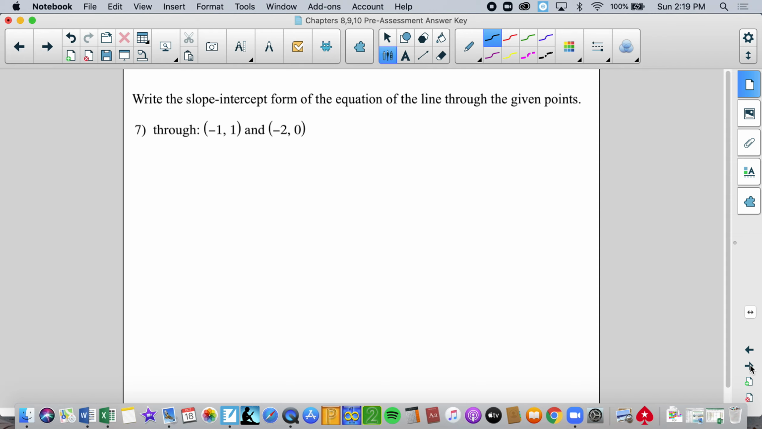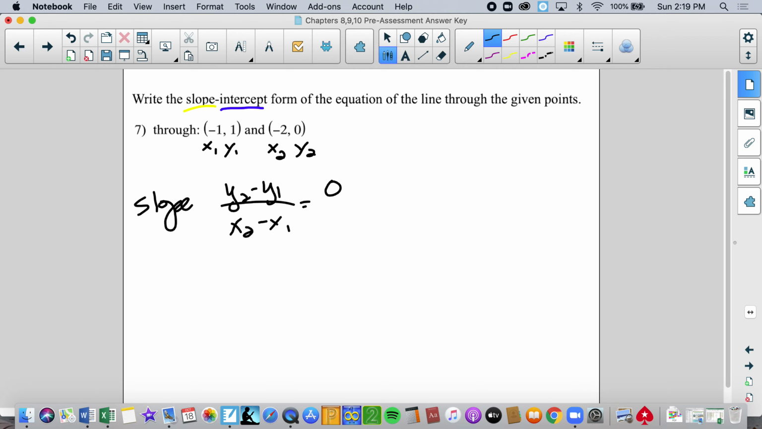Number 7, write the slope-intercept form of the equation. Good. So whenever we write in slope-intercept, we have to find out what the slope and the y-intercept is. Since they gave us 2 points, this is going to be x sub 1, y sub 1. This is going to be x sub 2, y sub 2. My slope equation is going to be y sub 2 minus y sub 1 over x sub 2 minus x sub 1. Y sub 2 is 0 minus my y sub 1, which is 1. My x sub 2 is -2 minus my x sub 1, which is -1.